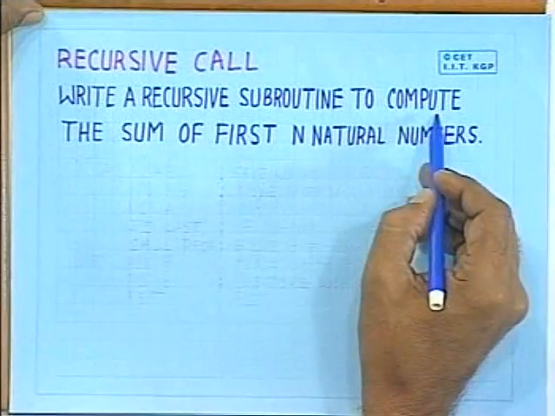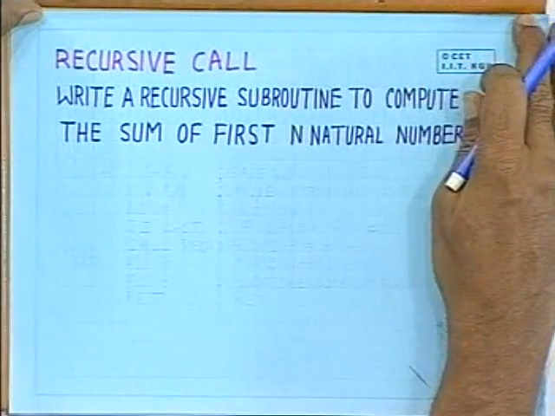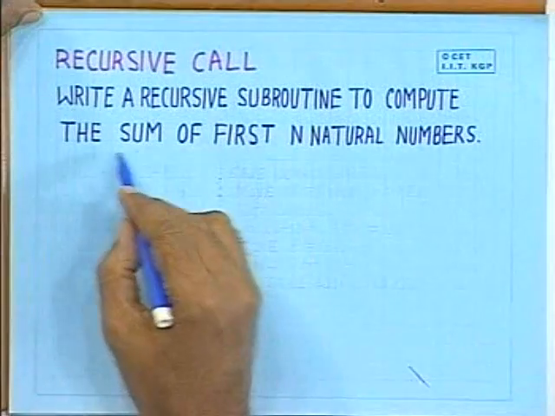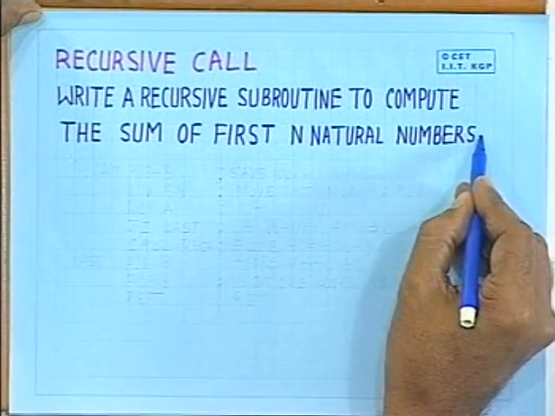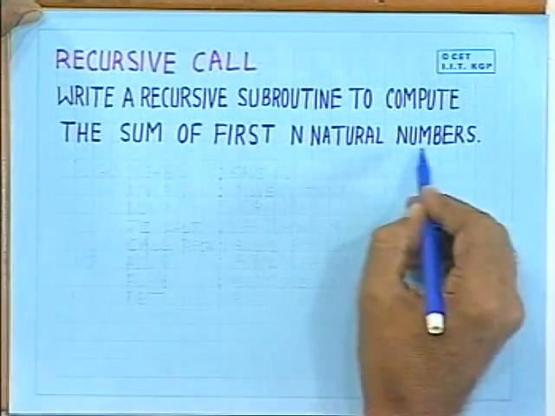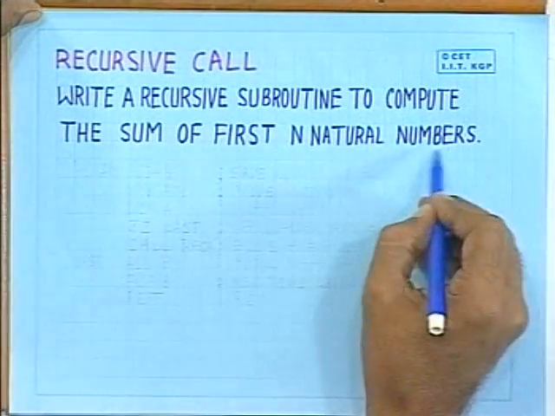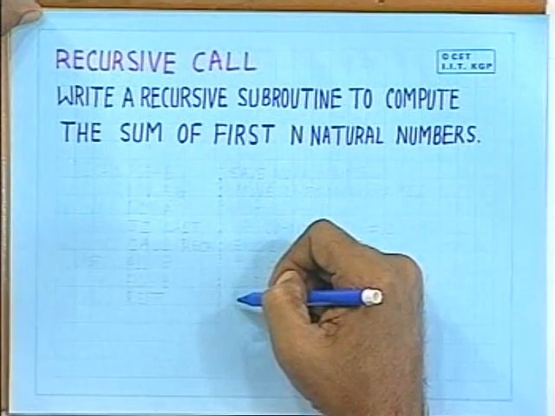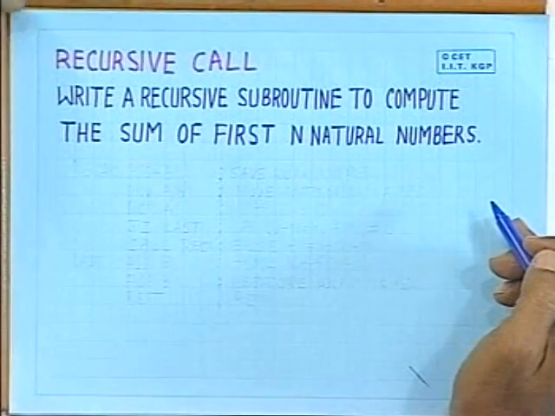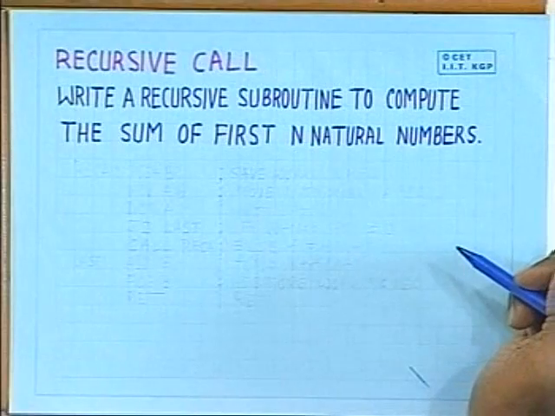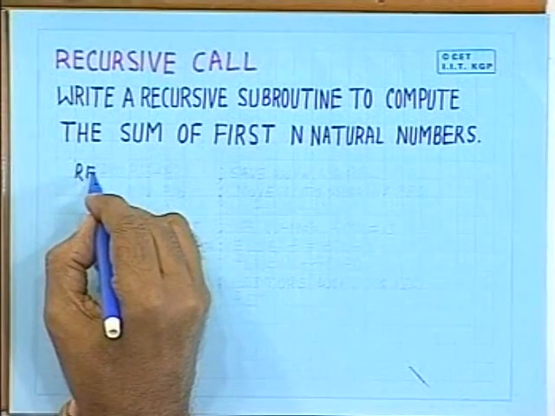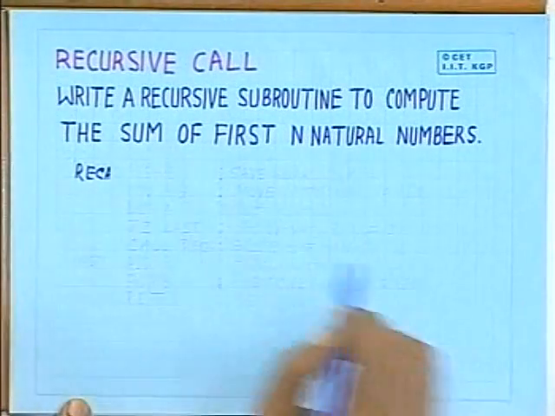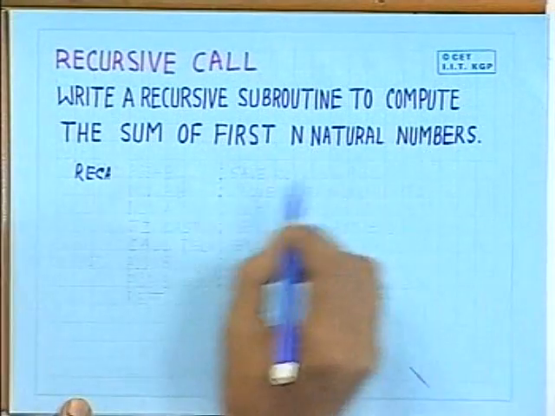Let me illustrate how a recursive subroutine call is executed. Let me illustrate with a very simple problem, the sum of first n natural numbers. Of course, you can write a loop and you can do that, but whenever you write a recursive subroutine, the program is very elegant. Let us see how it can be done. Here is the program, recursive addition. First n natural numbers you are adding.